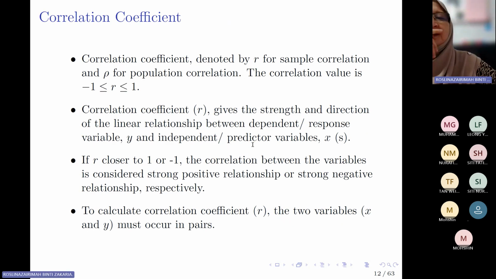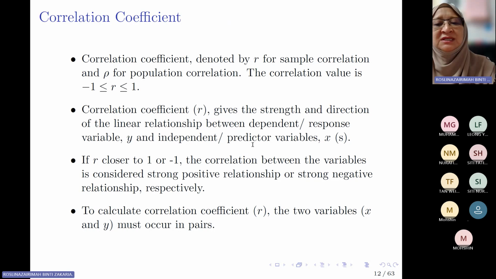Alright, the correlation coefficient is denoted by r for sample correlation and rho for population correlation. The correlation value is simply between -1 and 1. The closer the value to -1 or to 1, the stronger the correlation. The correlation coefficient gives the strength and direction of the linear relationship between the dependent or response variable y and the independent variables or predictors, x.